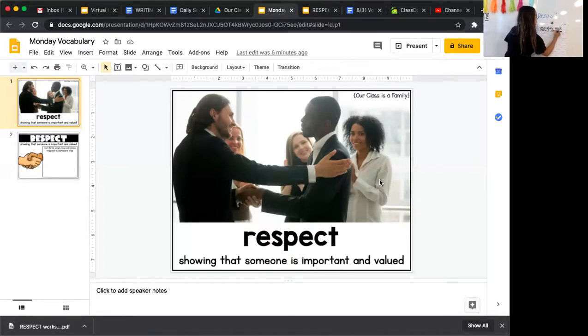Showing that someone is important and valued. Okay, there's our first definition. Showing that someone is important and valued. And maybe you can use it in a sentence, right? So I'm going to pick a different color. Let's go with blue here. And I'm going to write a sentence under respect. So you're going to write your own sentence. You're not going to write my sentence.